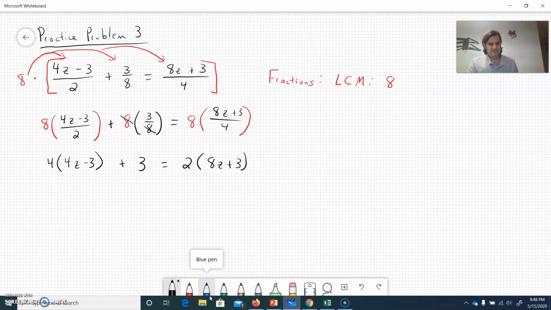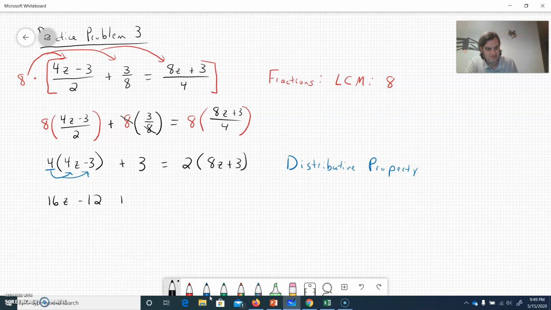Whether we did multiple steps at one time or not, we are at the point where we can use the distributive property to get rid of those pesky parentheses. We have two of them. We have the 4 multiplied by (4z minus 3), which will be 16z minus 12. We'll bring the plus 3 down. On the right-hand side, we have the 2 outside the parentheses, times (8z plus 3). We'll push that in and have 16z plus 6.